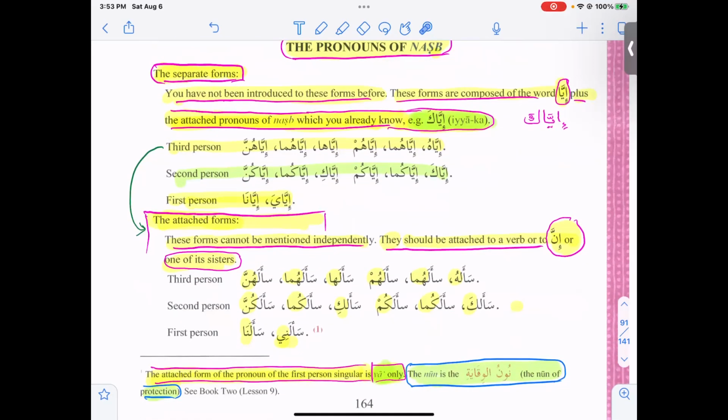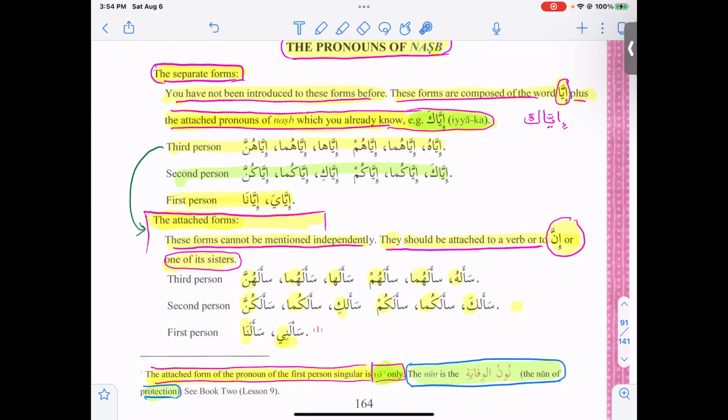Now, here is something else. The attached forms. Again, attached forms we are learning. These are also attached forms of nasab, mansub. They are always mansub. More is coming. These forms cannot be mentioned independently. They should be attached to the verb, or to Inna or one of its sisters. So now they are mansub.